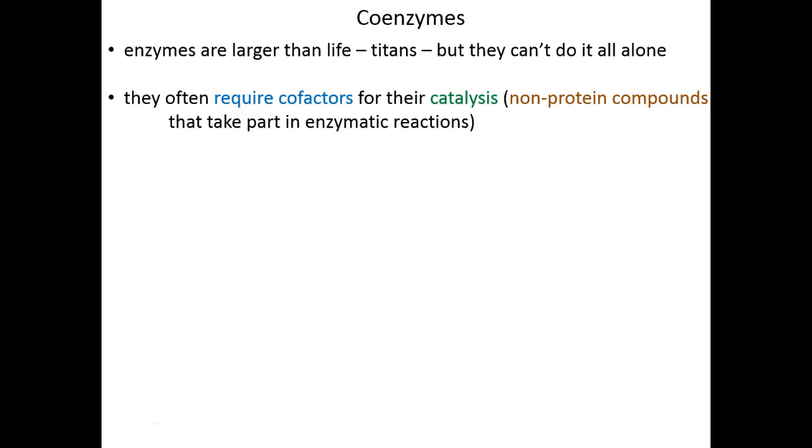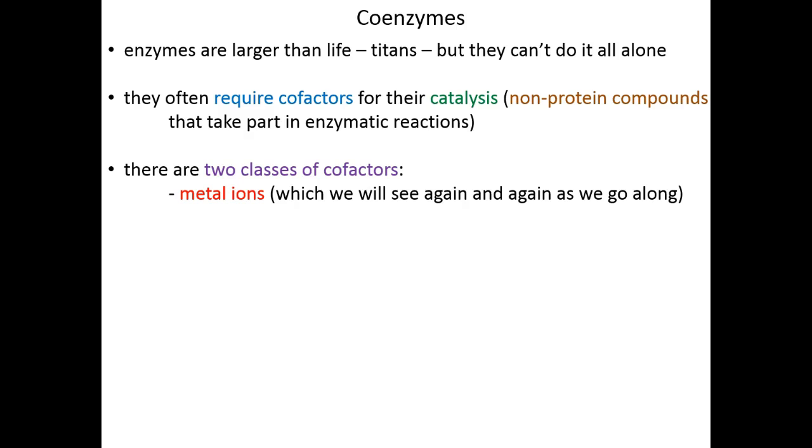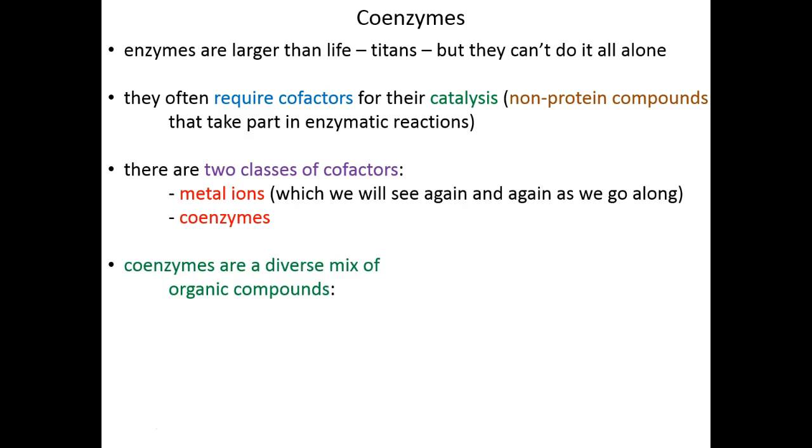Enzymes often require cofactors for their catalysis, and cofactors are largely considered to be non-protein molecules that are aiding in and taking part in enzymatic reactions. And we break cofactors up into two broad classes. Metal ions, which are self-explanatory. We'll see metal ions involved in the catalysis of biochemistry again and again as we go deeper into this course. And the second class are coenzymes. Coenzymes are their own mixed bag, a hugely diverse mix of organic compounds.